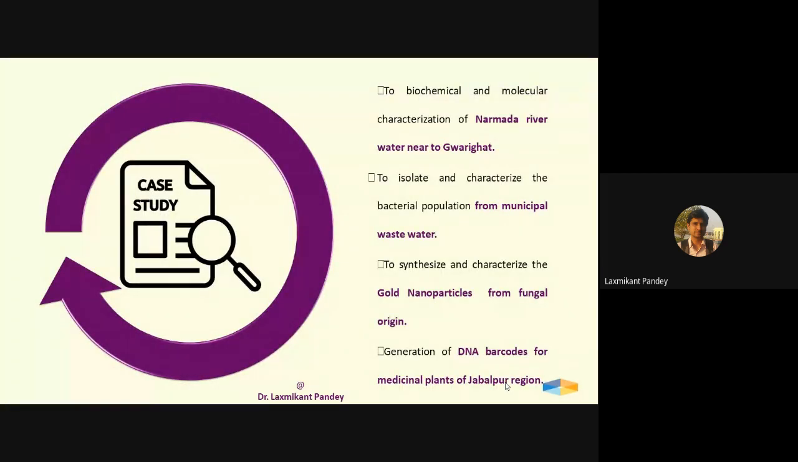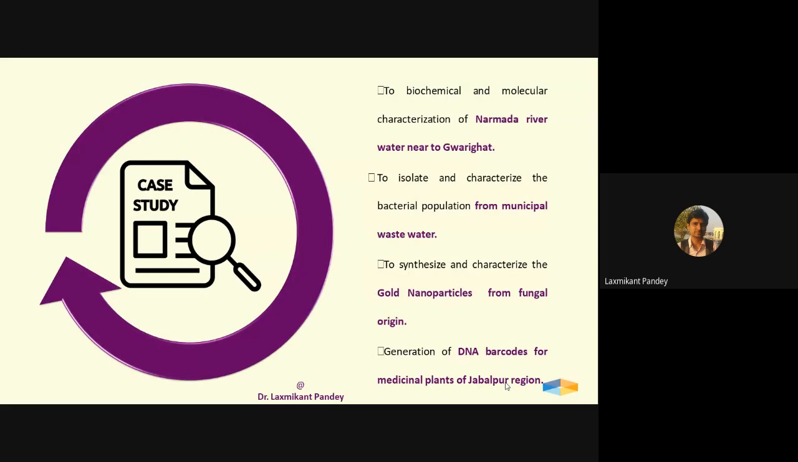Now, as I told you, I'm just going to give a few examples. There are some examples I am mentioning over here, because I am teaching biology. So I'm just giving a few examples from biology. I'm giving 4 examples. Like one is the biochemical and molecular characterization of Narmada River water near the Gauri Ghat.